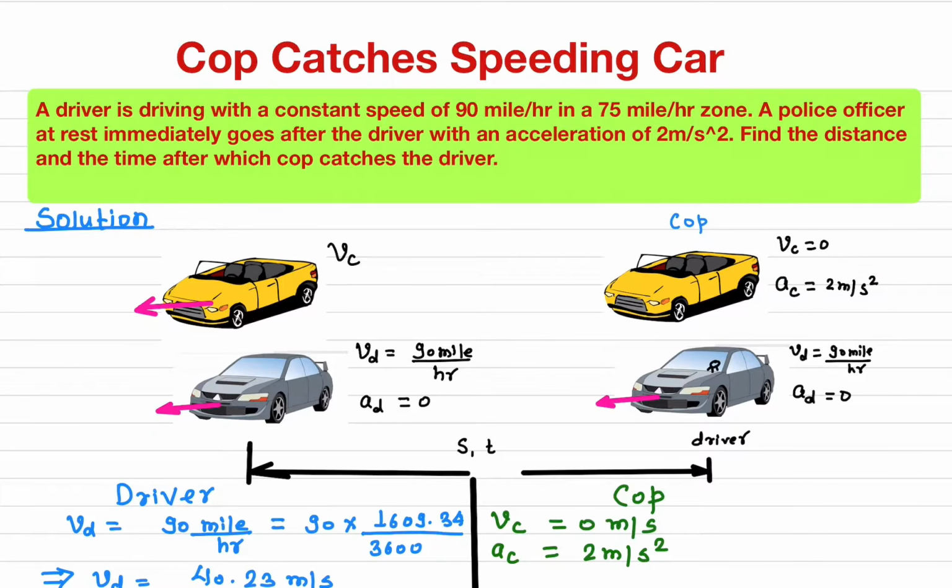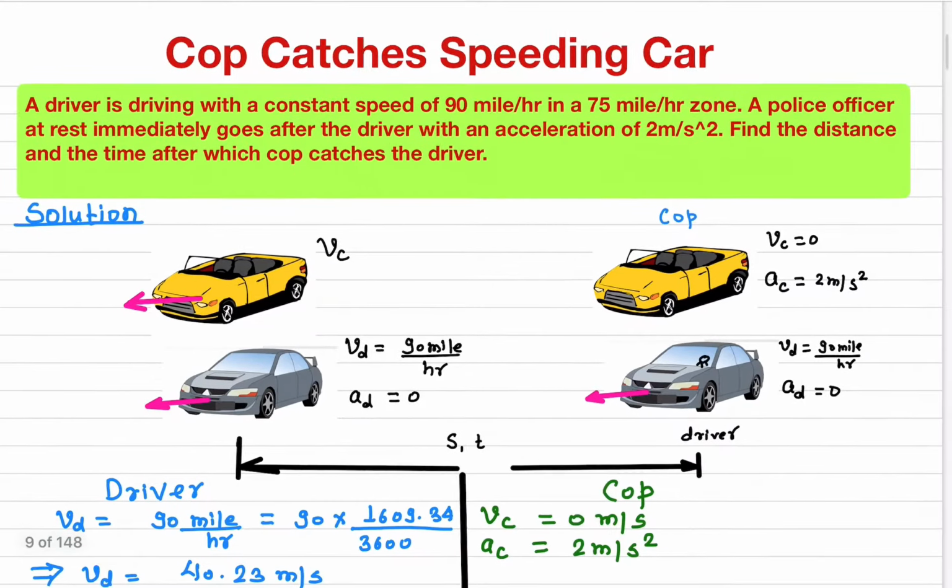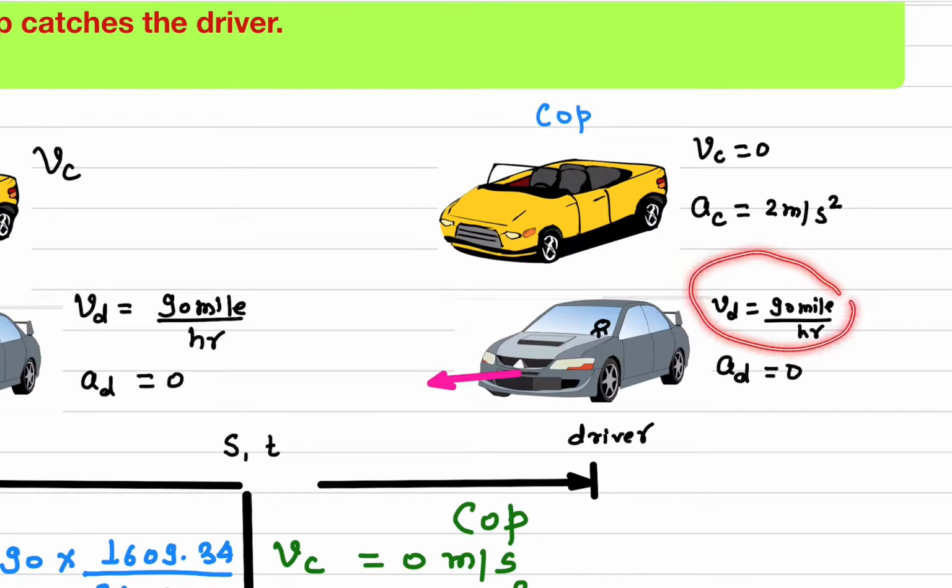So we know the initial condition of the police officer: the initial velocity of the cop is 0. Whenever I say velocity and speed, sometimes it is in the same direction, so it is exactly the same thing here. The speed of the car is 90 miles per hour and the acceleration is 0. That means this car is moving with a uniform velocity. It is not changing with respect to time.